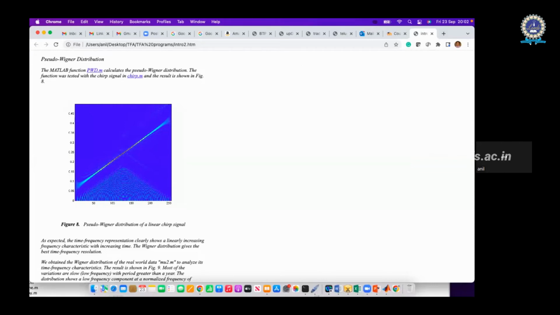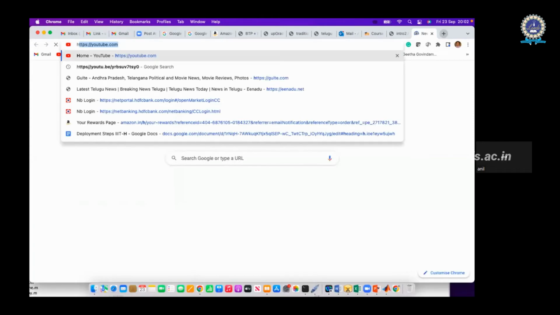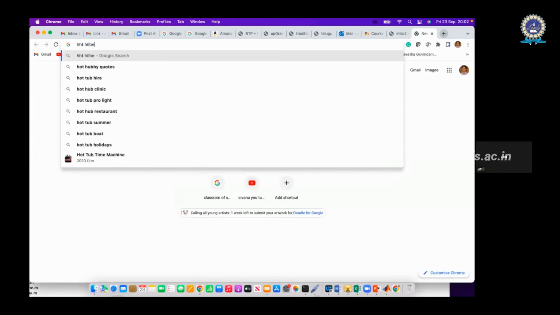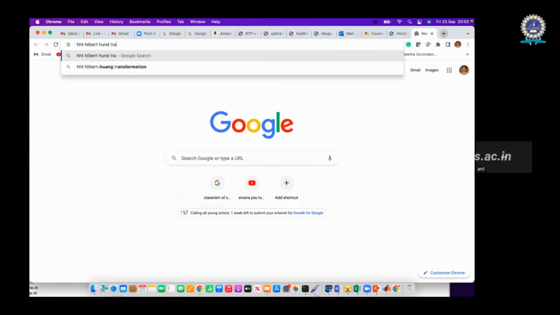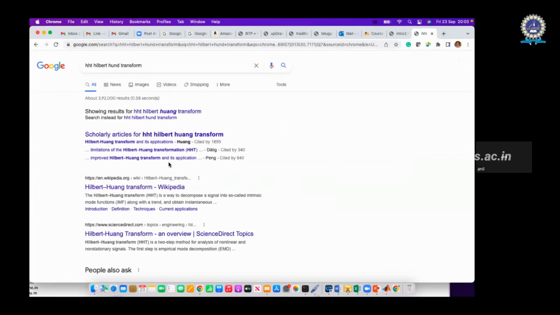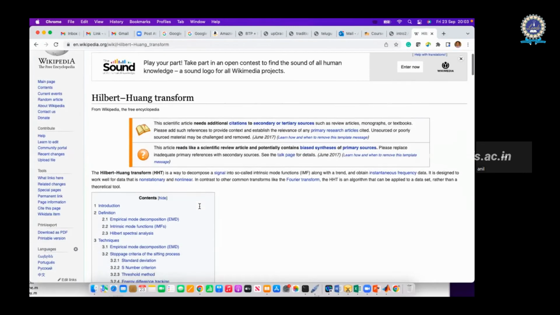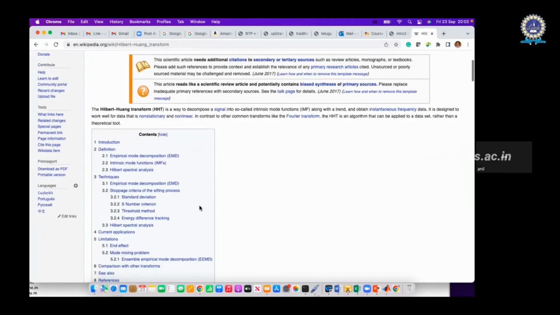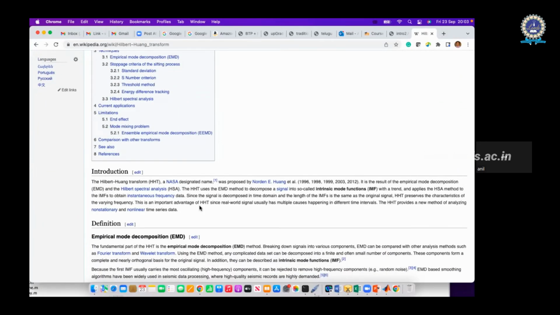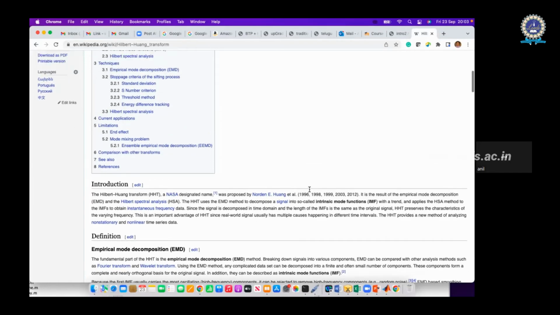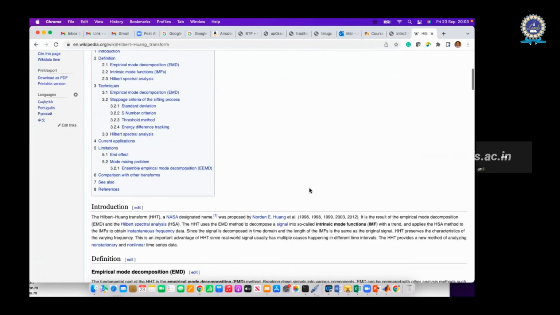Okay, so there is something called HHT, the Hilbert-Huang transform. What it does is this. It is one of the latest transforms, not very latest, but compared to STFT and wavelets, because STFT and wavelets were developed maybe in the 80s itself. This was developed somewhere in the late 90s. This Hilbert-Huang transform also has a lot of research papers.